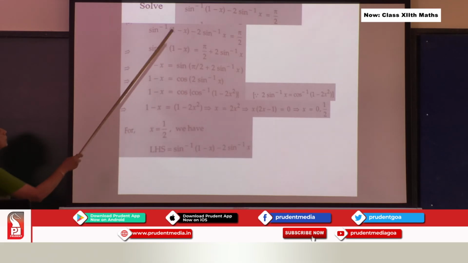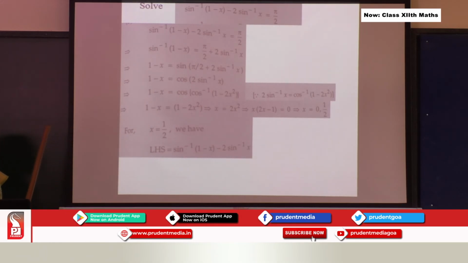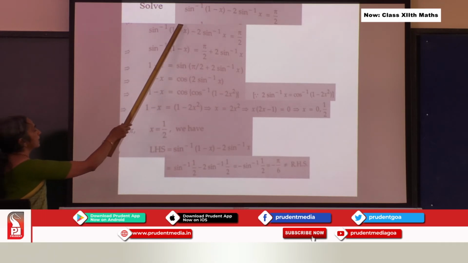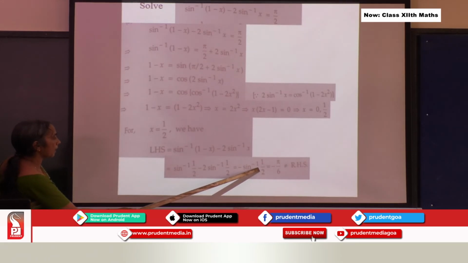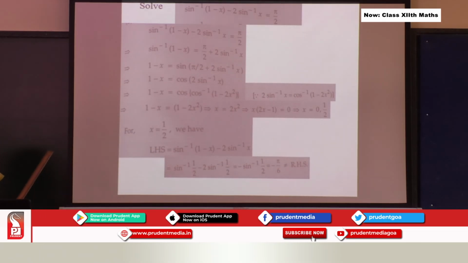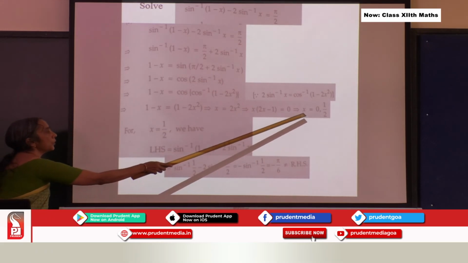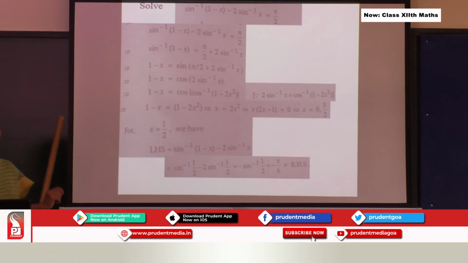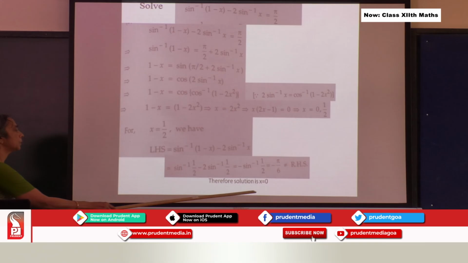But here, when you substitute x is equal to half, what will you get? 1 minus half, 2 sine inverse of half. So sine inverse of half minus 2 sine inverse of half, which is equal to minus sine inverse of half, which is minus pi by 6, which is not equal to RHS. Therefore, though you are getting x is equal to 0 and half, it cannot be half, it can be only 0. You have to substitute in the given equation and check whether both can be answers. So here there is only one answer, which is x is equal to 0.